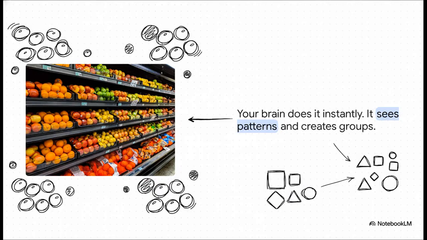Think about it. When you walk into a grocery store, you don't see a random pile of food, right? Of course not. Your brain instantly sees the groups. Okay, apples are here, oranges over there, lemons in their own little spot. You are clustering all the time, without even trying. It's this incredible, intuitive thing our brains just do.